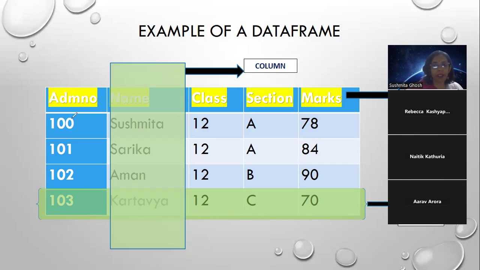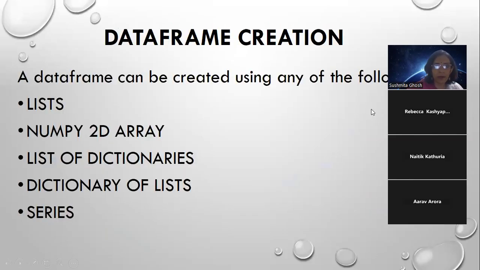Let's see. Okay, so let's move on to the further things. Now, when you talk about creating the data frame, as we created the series with various options, with a list, with an array, in different ways, and then used it, we have seen that. Similarly, for data frame creation also there are multiple methods. You can use list, you can use arrays, you can use list of dictionaries, you can use dictionary of list, you can use series.